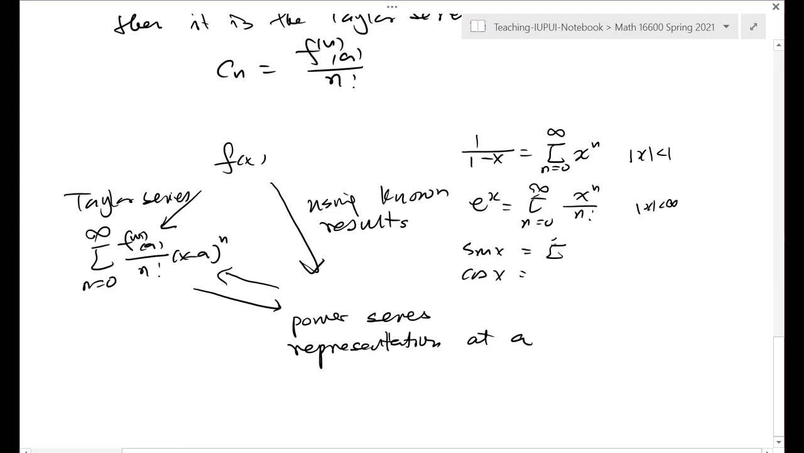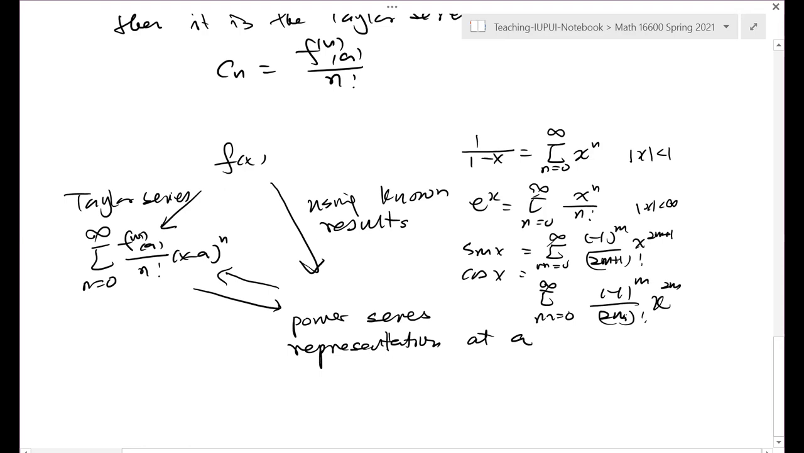For sine, I think this is the sum from m equals 0 of negative 1 to the m, x to the 2m plus 1, over 2m plus 1 factorial. So the first term is x, the odd powers. And the second one, cosine, is the even powers: x to the 2m over 2m factorial, with m starting at 0, so the first term is 1. All right, so those are the known results.